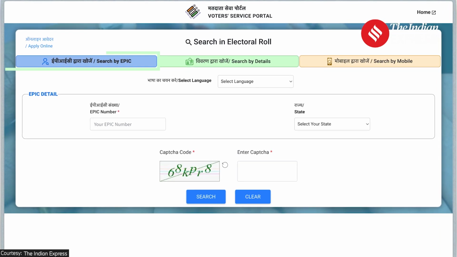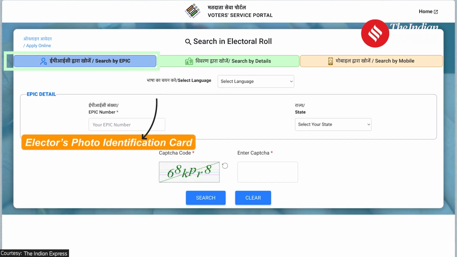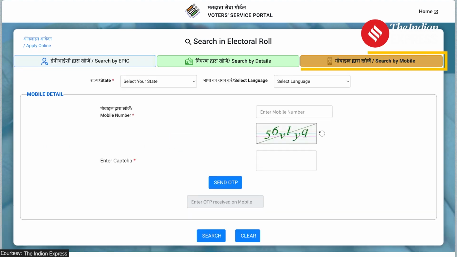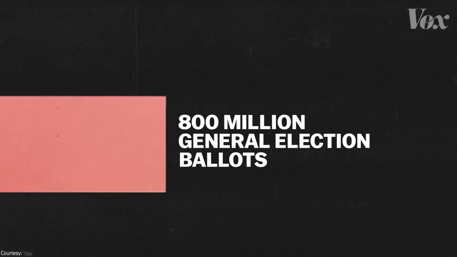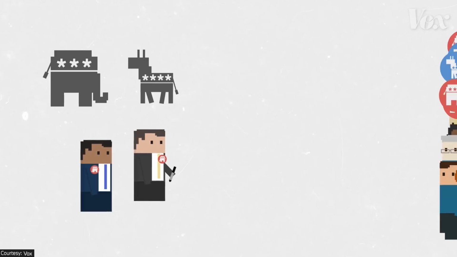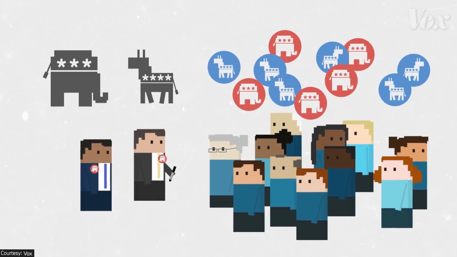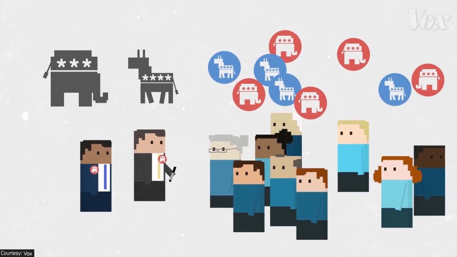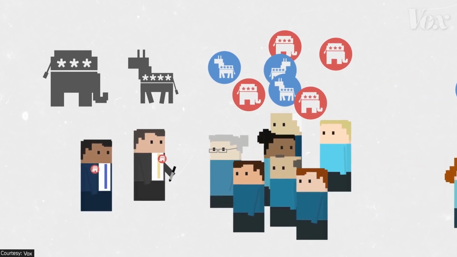On the site, you can look up your name by your voter ID, which in ECI jargon is called EPIC, or Elector's Photo Identification Card, by your mobile phone number, or by your personal details such as name, date of birth, or more. Let's understand this better with an example from a video made by Vox. However, this example is based on the situations in USA, but still it gives a great perspective of what happens or what could happen in our own country.